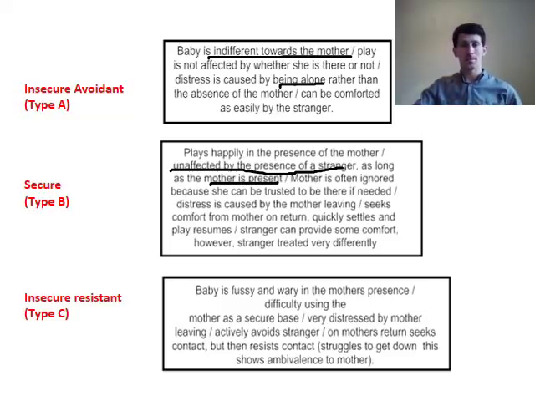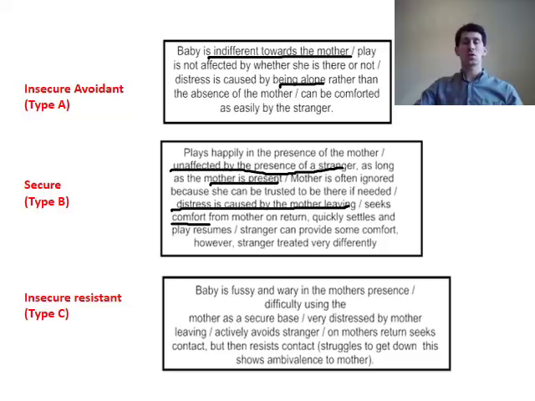and help them. They do get distressed when the mother leaves, and they also want contact and comfort from the mother when she returns. Okay, so they're your type B, your secure attachment, the one that most people will have.